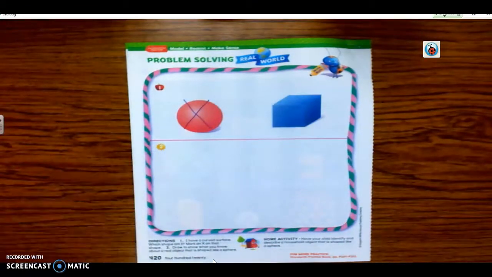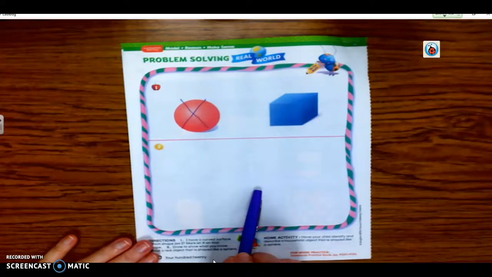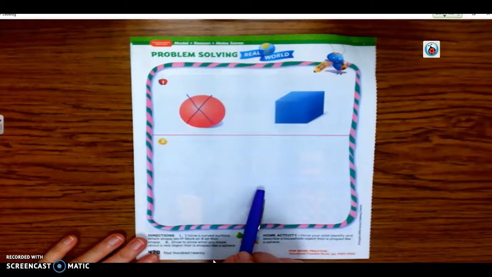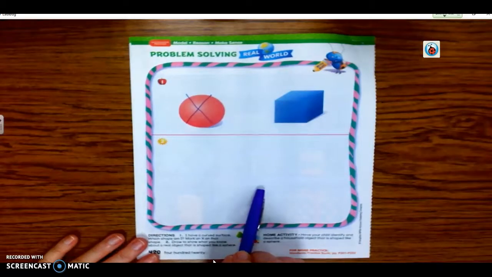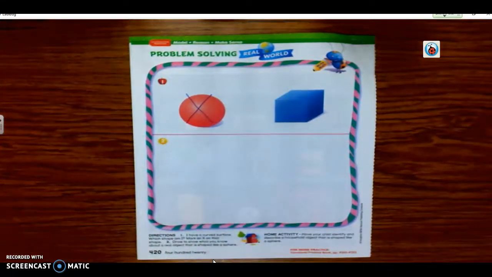All right, then down here by the yellow sun, draw to show what you know about a real object that is shaped like a sphere. So you might want to look around your house. What do you see in your house that is shaped like a sphere? Draw something down here. Maybe you see a basketball. Maybe you see an orange. Maybe you've got a toy somewhere in your room that is shaped like a sphere. Draw something that is shaped like a sphere down there in that empty spot.